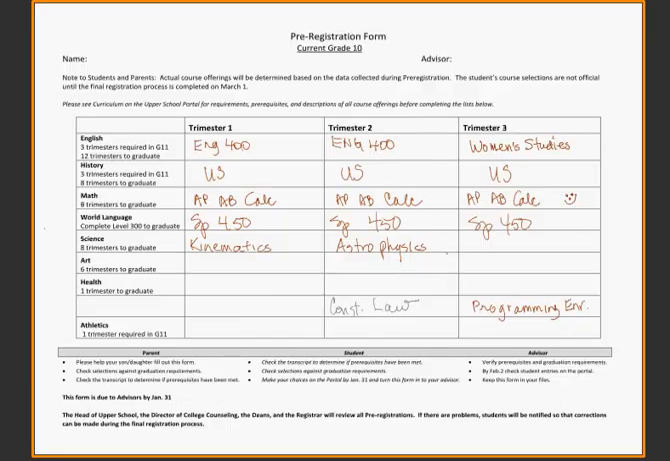So if we go back to our pre-registration form, you can see that this student has chosen to take kinematics in trimester 1, and then they've chosen astrophysics as an elective in trimester 2, and they are not, under this model, taking a science elective in trimester 3.